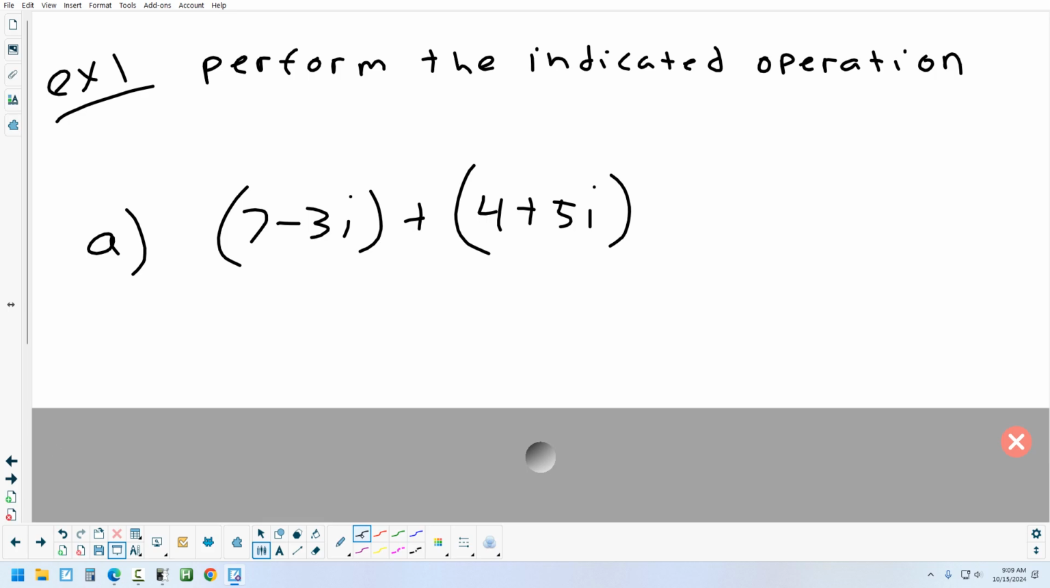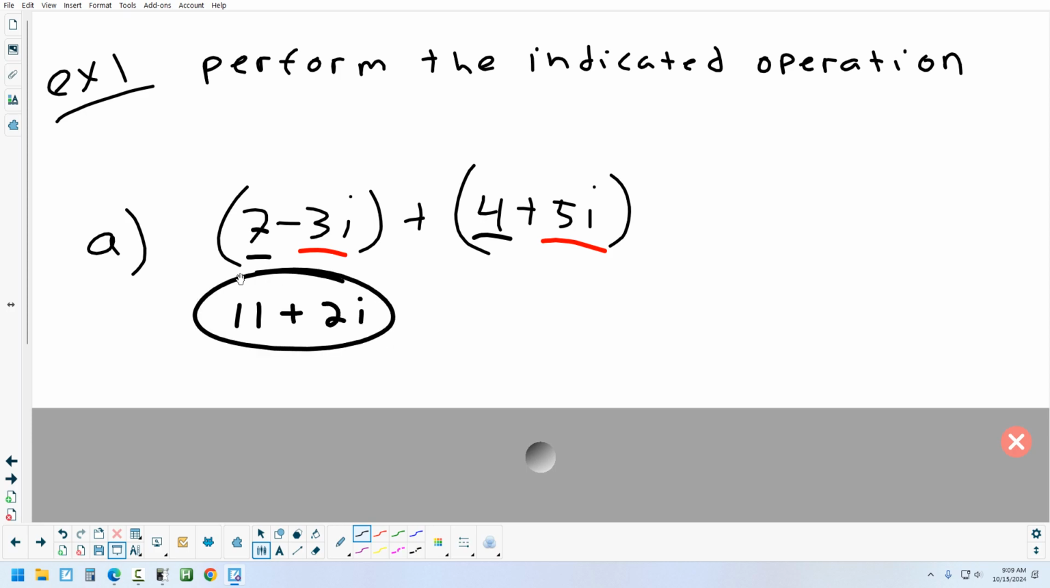Okay, so to add those together, think of it as combining like terms. You can combine real parts with real parts, and imaginary with imaginary. So when we combine those together, anyone think they could give me the final answer? And remember, you can think of it like it was an x, but I want you to really remember that i is a number. Yep, it will be 11 plus 2i. So we get 7 plus 4 is 11, and negative 3i plus 5i is 2i. Perfect.